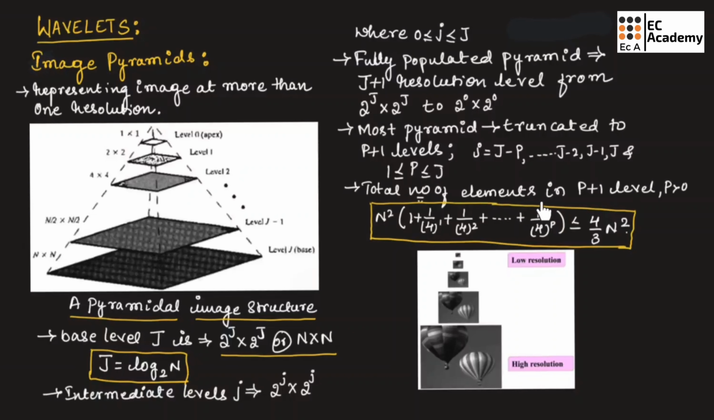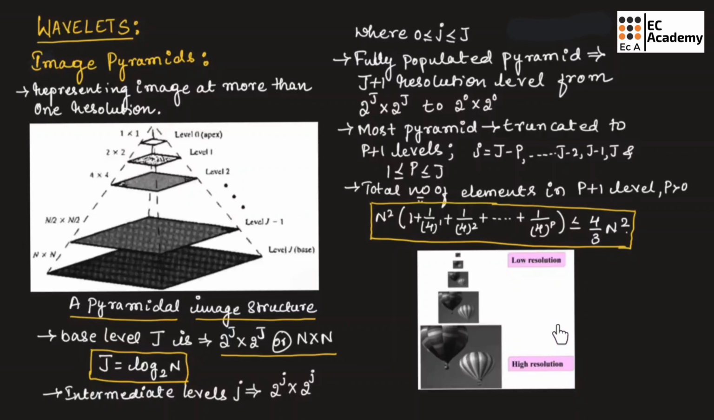The total number of elements in a P plus 1 level pyramid for P greater than 0 will be represented by this formula, which is given as N squared into 1 plus 1 by 4 to the power of 1 plus 1 by 4 to the power of 2 plus and so on up to 1 by 4 to the power of P, that will be less than or equal to 4 by 3 into N squared.